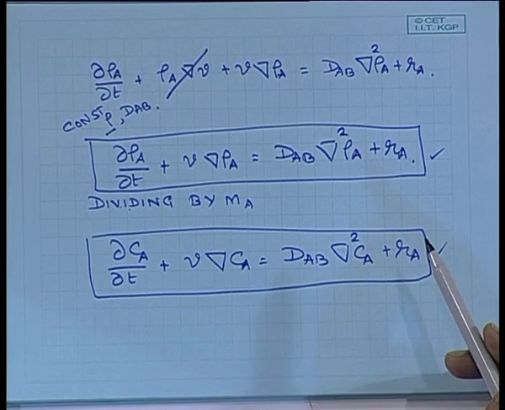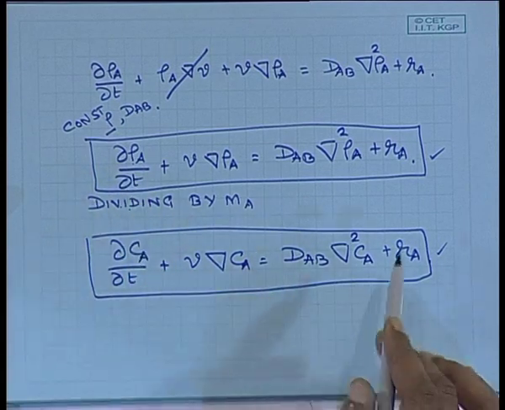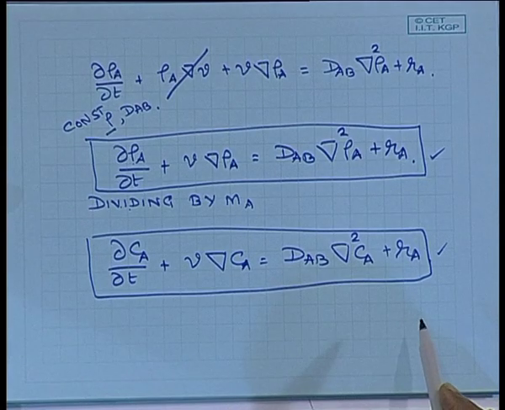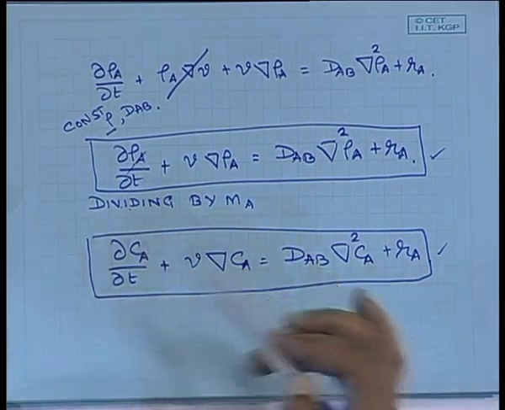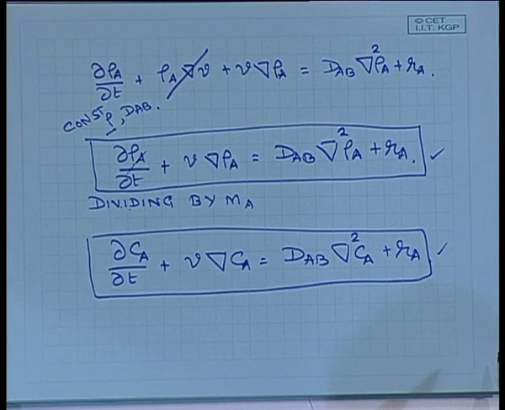Are they valid for transient cases? Transient cases where the concentration is a function of time as well. Definitely yes, I have ∂ρA/∂t and ∂CA/∂t. So, these equations are valid for transient cases. If it is steady state, only this part would be equal to 0. These equations can be used in mass terms or can be used in molar terms.